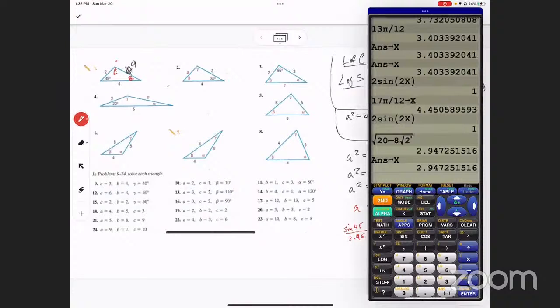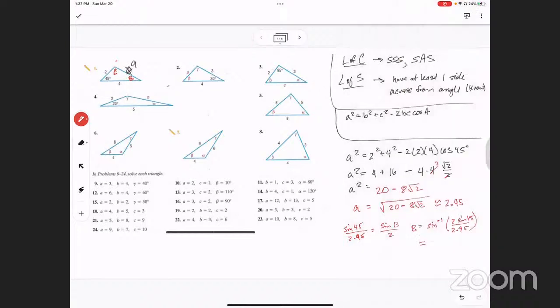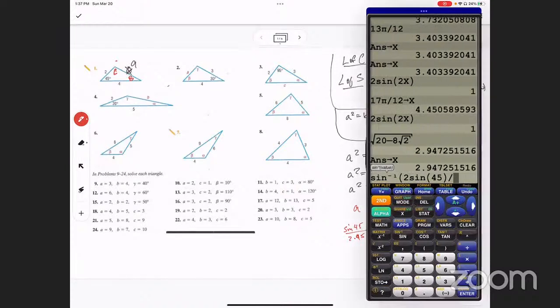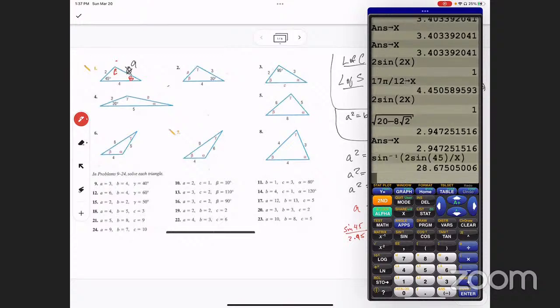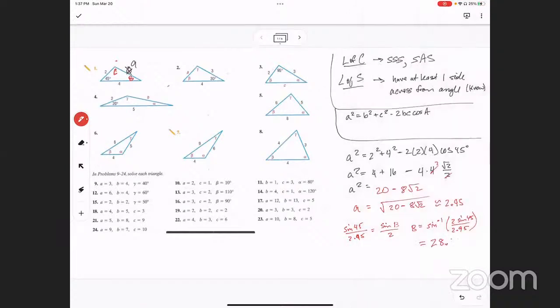Let's make sure I'm in degrees. And I'm not. I'm in radians, so I'll switch it to degrees. And it's sine inverse of 2 sine 45 divided by x. That's why I saved x in there, so that it plugs in the entire decimal, not just the approximation. And the answer is 28.68 degrees. Now, how do I find the other one?